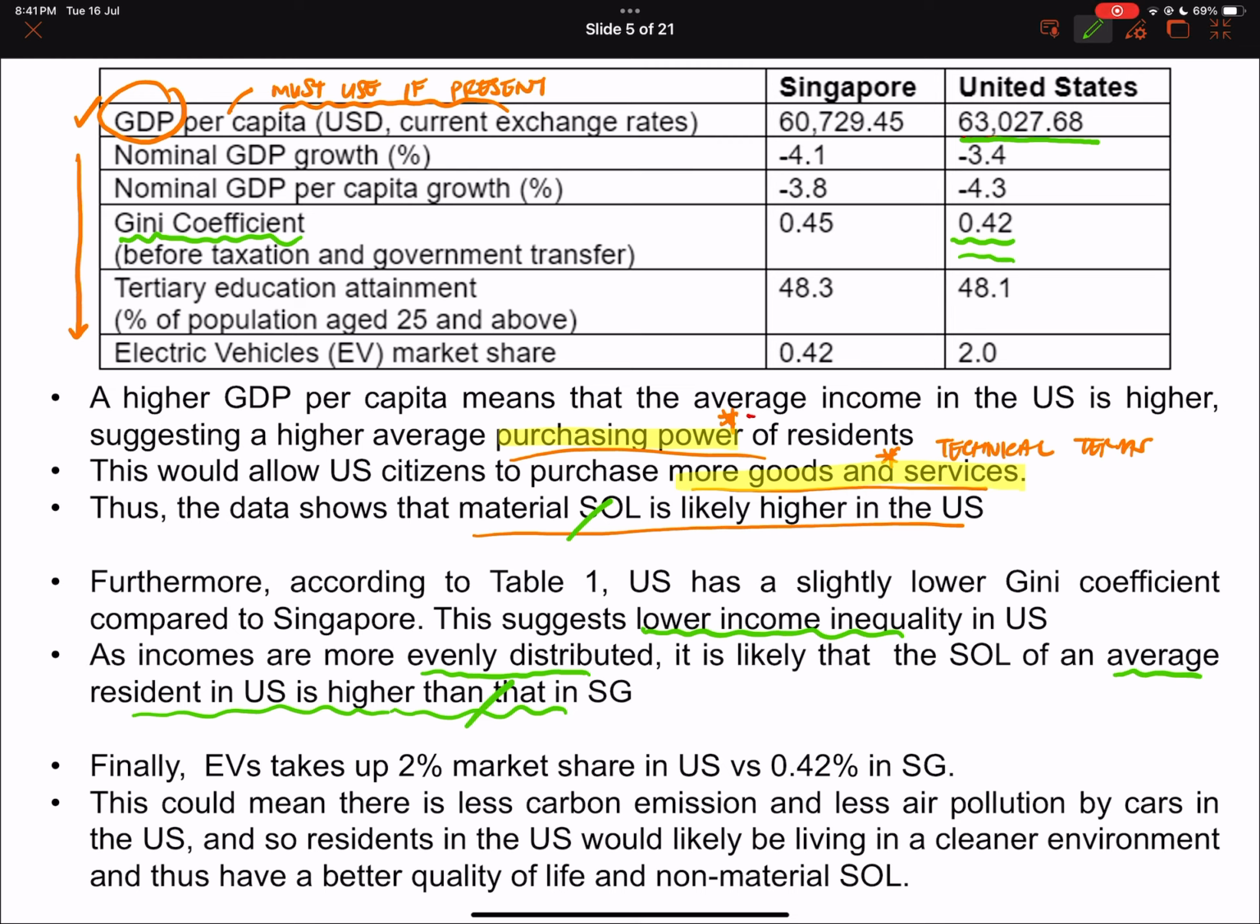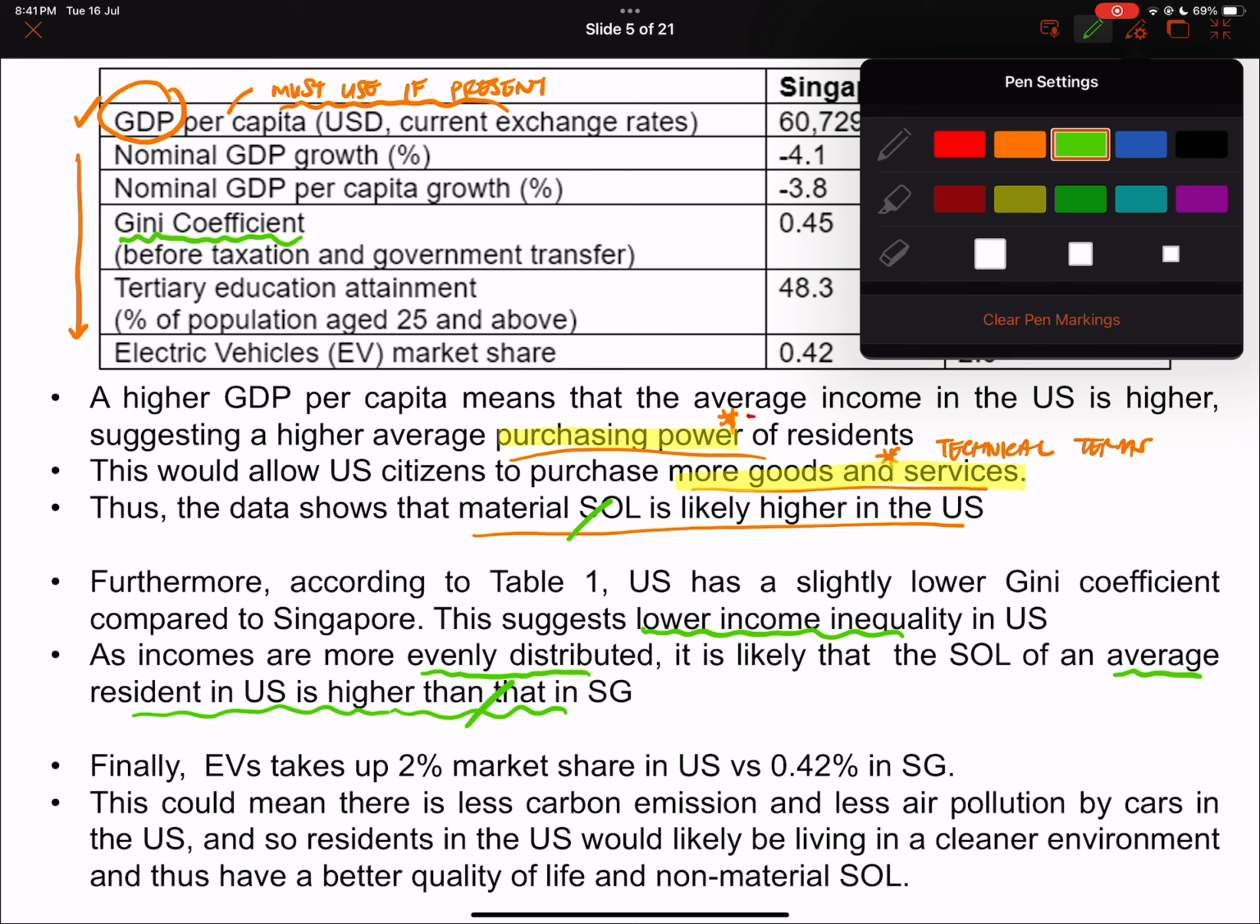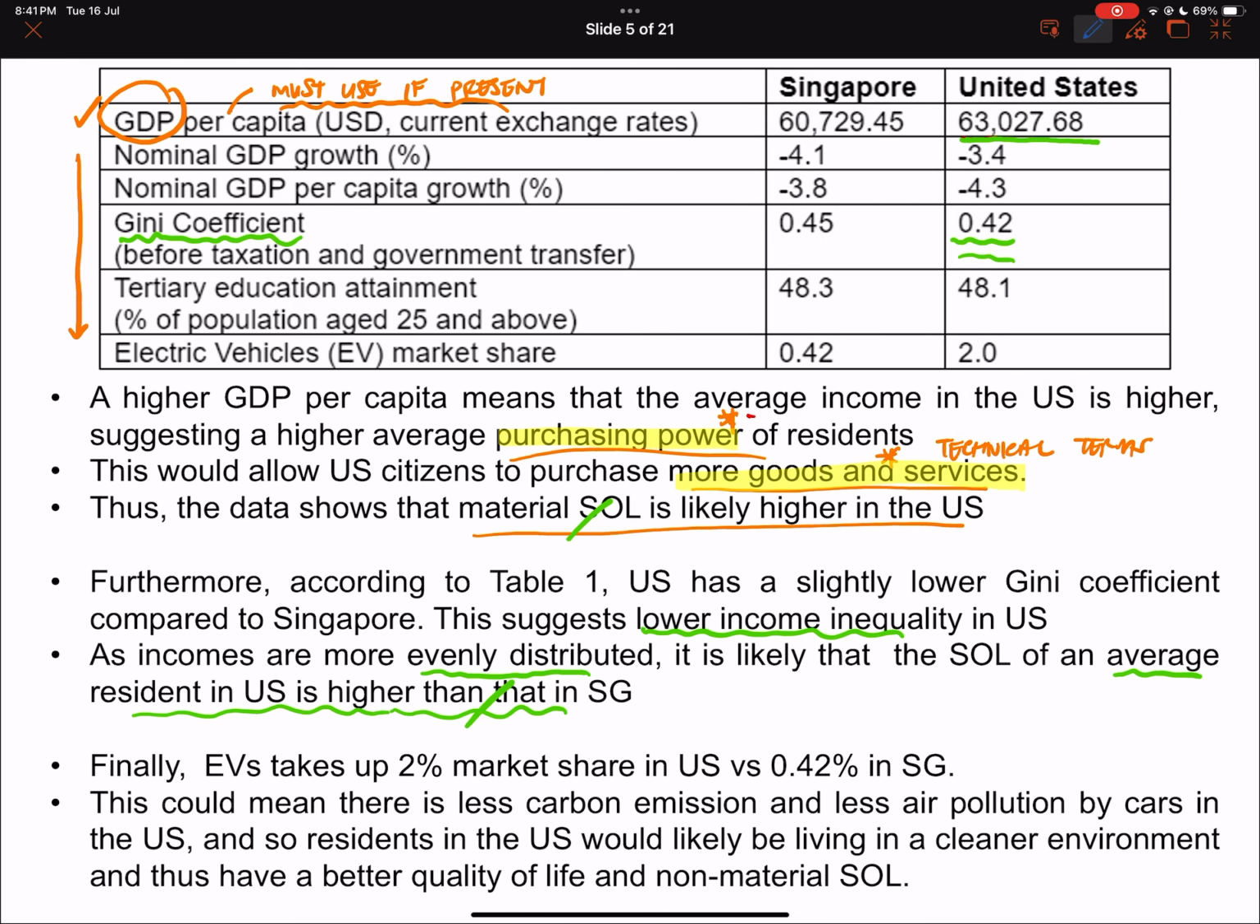Then on the other hand, we also have a very weird indicator. We have this electric vehicle market share. So in Singapore, electric vehicles only take up 0.42% of the total vehicle market, whereas in the US, the number is like 5 times higher, which is 2.0%. Right? So every 100 vehicles in the US, 2 cars are electric vehicles. So what does that suggest in a standard of living? So we spoke about the material one. So these first two are material, M.